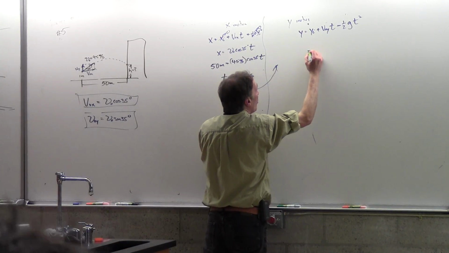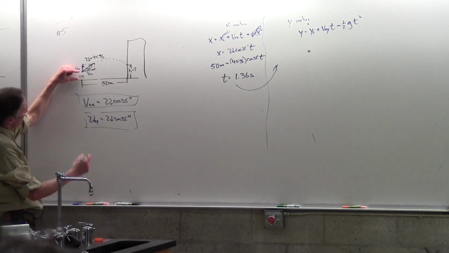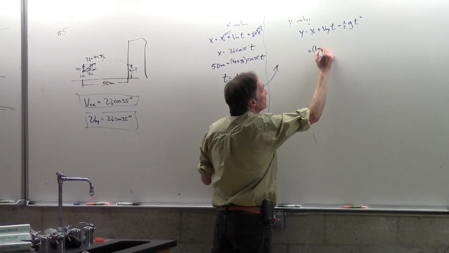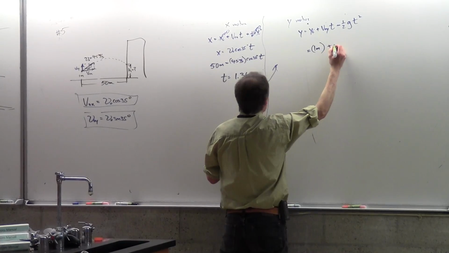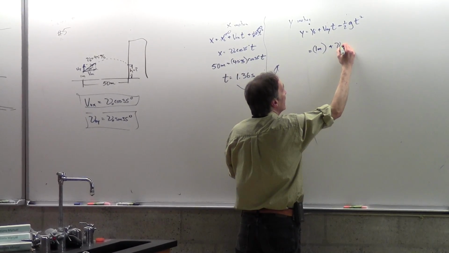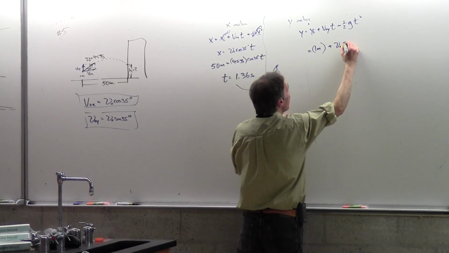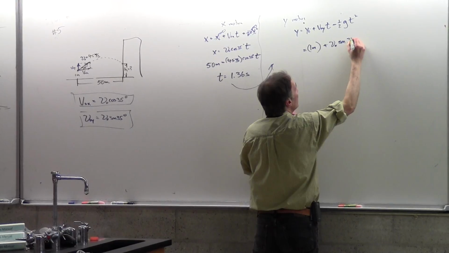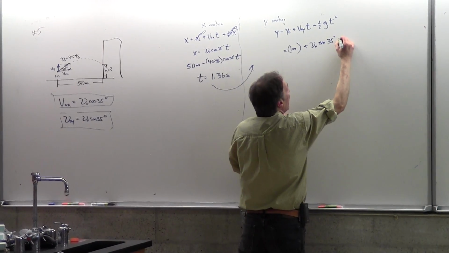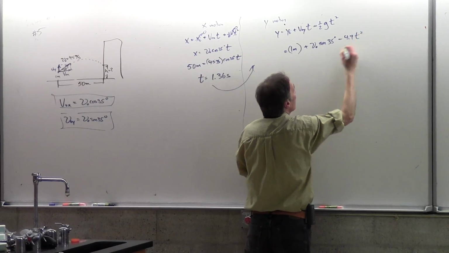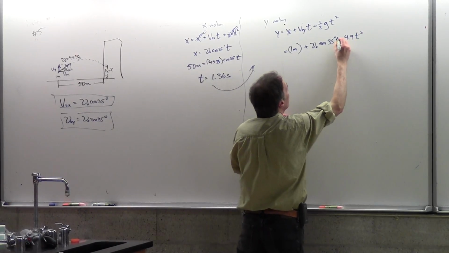So I've got my time. I got my initial y. Well, okay, the firefighter was 1 meter up. So that's 1 meter. Plus the initial velocity in the y. Here's where I've got to watch myself. I've got my initial velocity times the sine of 35 degrees, minus 4.9 times t squared. Oh, there should have been a t in there.